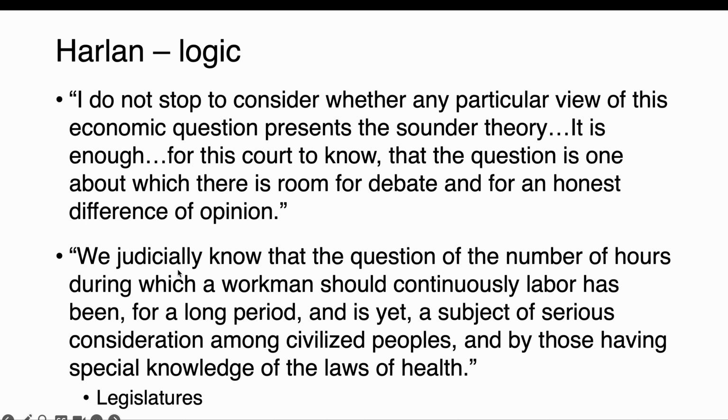He says, we judicially know that the question of the number of hours during which a workman should continuously labor has been for a long period and is yet a subject of serious consideration among civilized peoples. Let democracy play itself out, right? And by having that special knowledge of the laws of health, who's better positioned to make those decisions? Legislatures. We're judges. We don't know what it's like to work in bakeries.